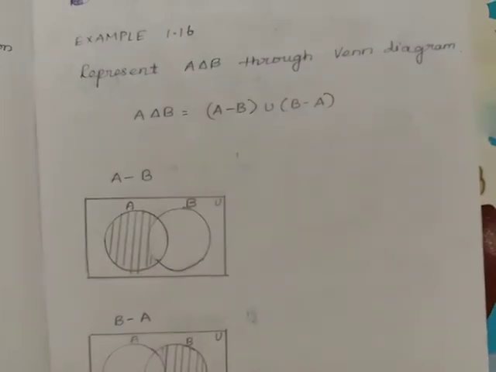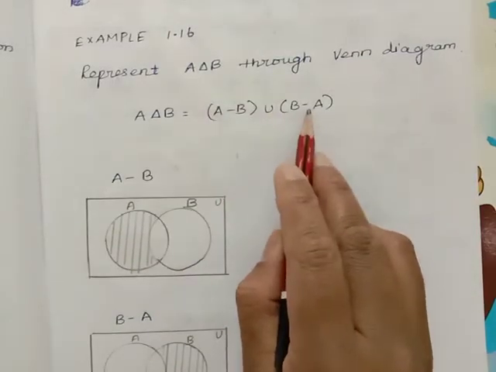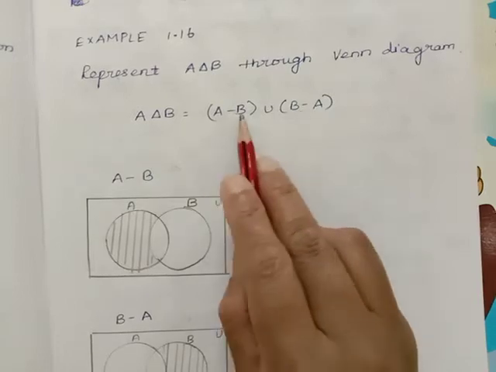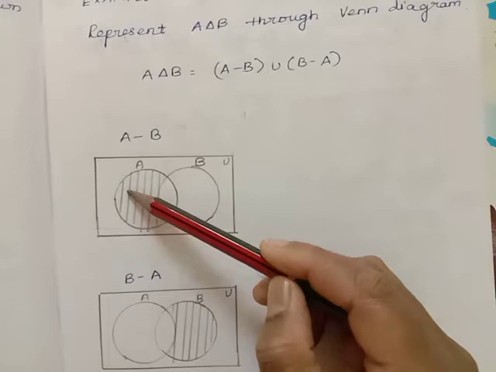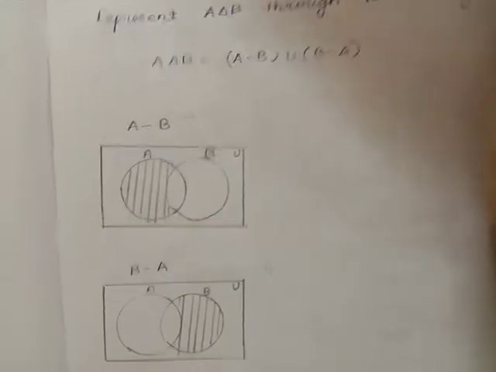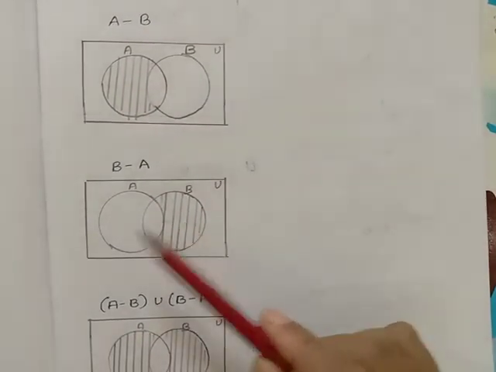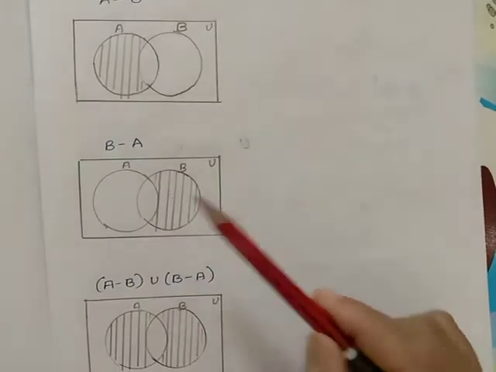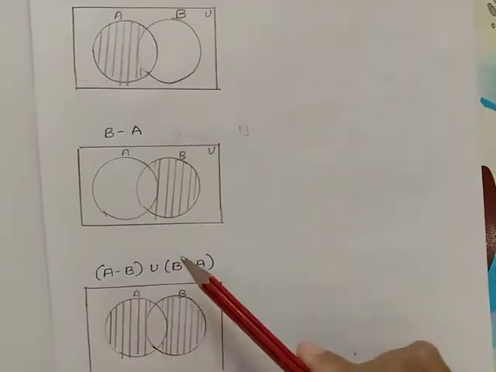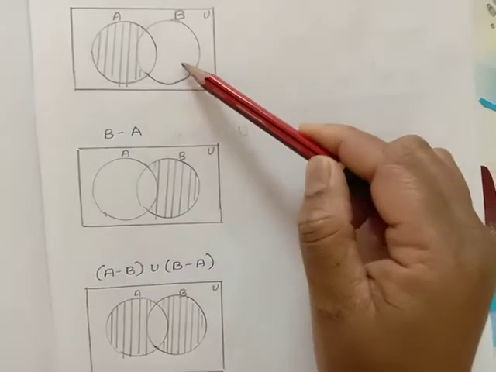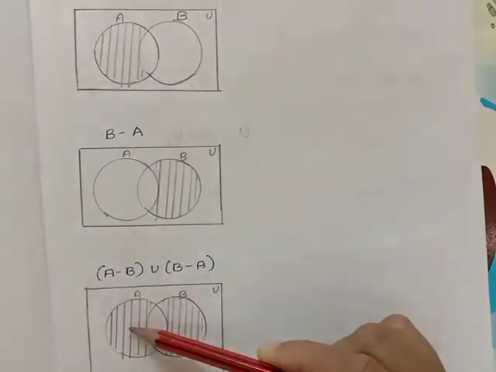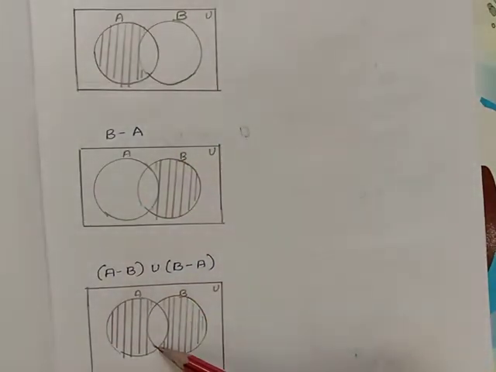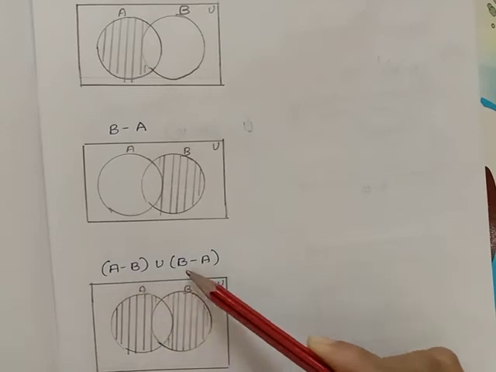To find A delta B, A minus B union B minus A. First I'll find A minus B. A minus B means it should be present only in A. It should not be there in B. B minus A means we want only the portion of B, not the portion of A. What is the relationship between A minus B and B minus A? Union. So we want both. A minus B I have written, now B minus A I have written. So this is the value of A minus B union B minus A, nothing but A delta B.